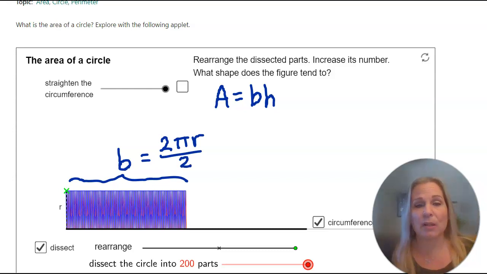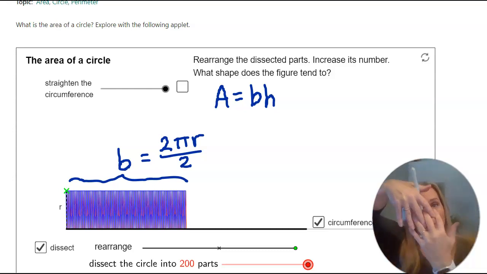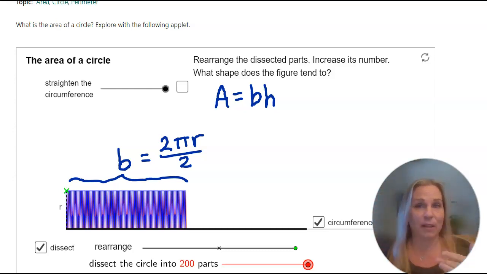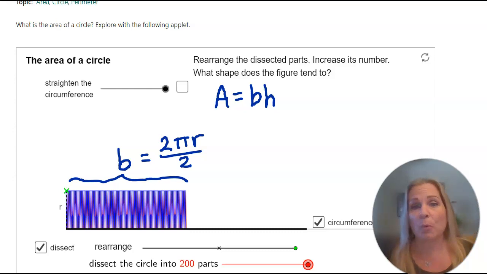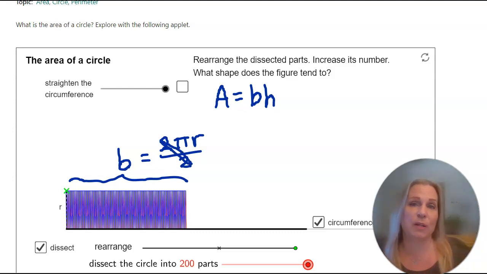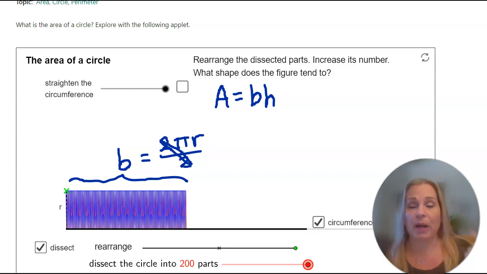Remember, this whole dark black line down here is the circumference. When I folded the teeth so that they went into each other, I folded it in half. So now that length is half the circumference. Well, the 2's cancel out. 2 divided by 2 is 1. So I find that the base of my rectangle is pi r.